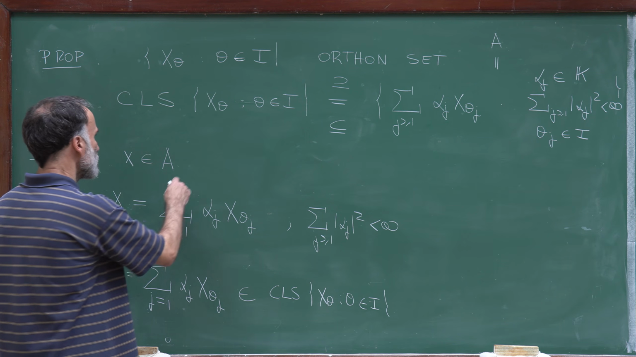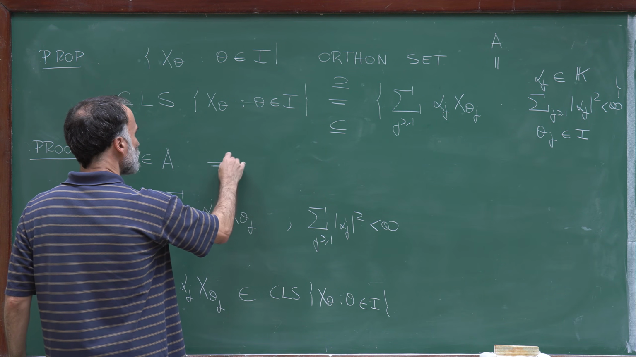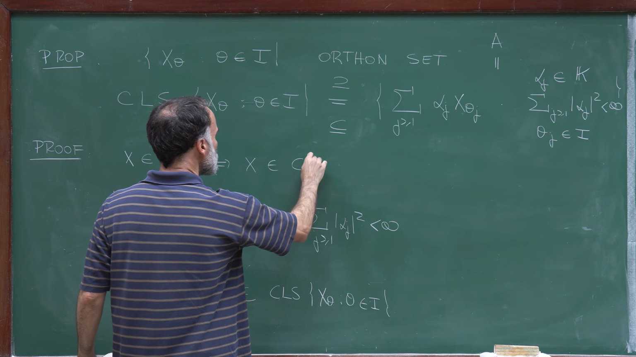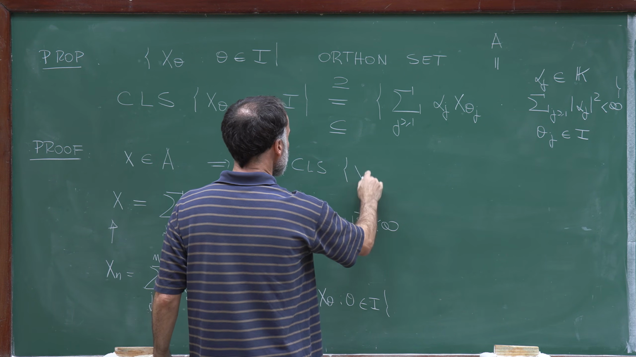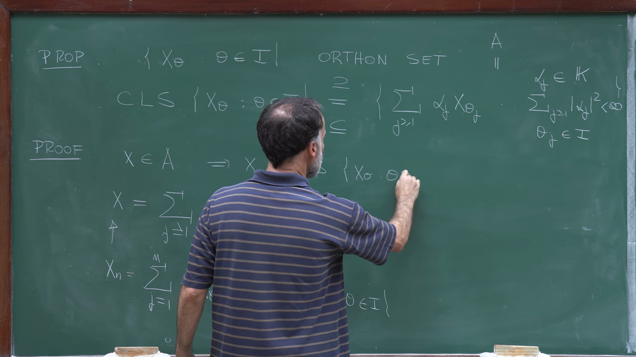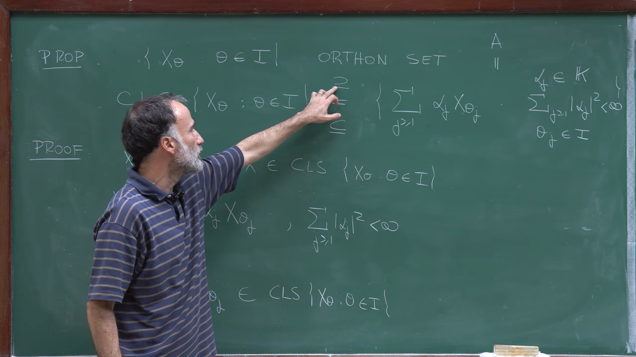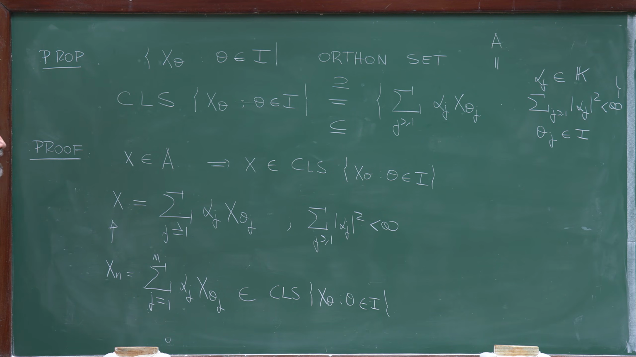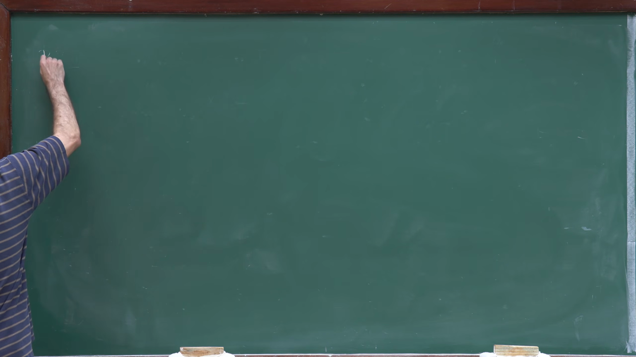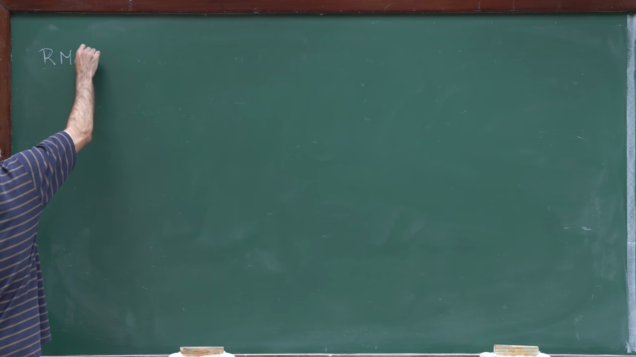if x is in A, then x belongs to the closed linear span of x theta, and therefore we have proved the converse statement, and therefore these two sets are equal, and that completes the proof of the proposition. So let me conclude this lecture with a remark.